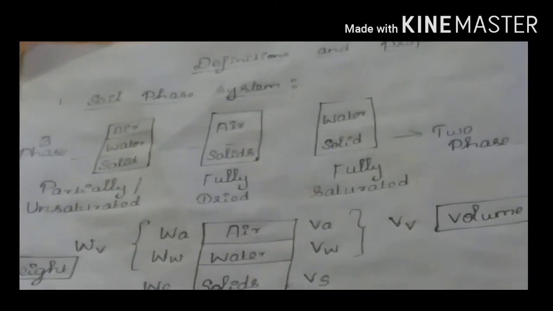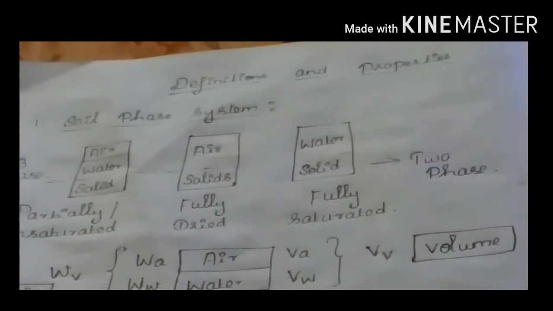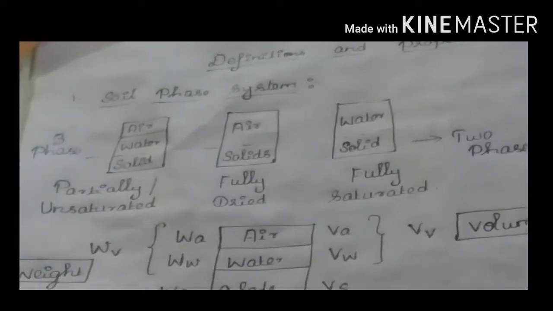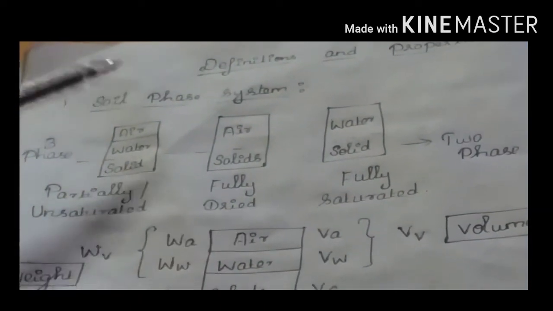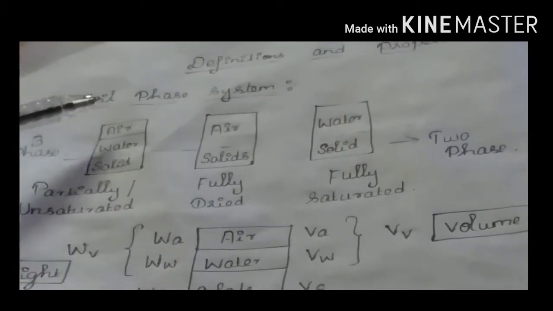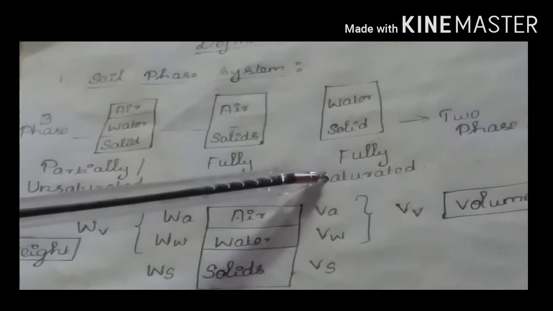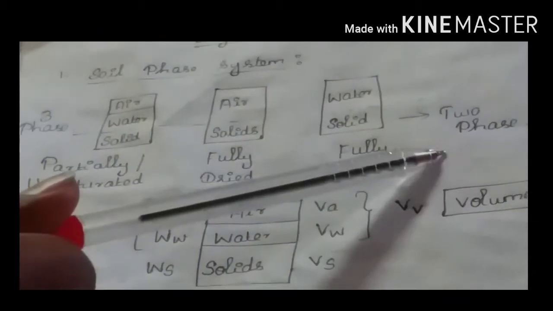This is the second class in soil mechanics. Today we will see the definitions and the properties of soil. First, the soil phase system. Our soil is composed of three phases: solid, water and air. If our soil is fully dried or fully saturated, then it will be only two phase.